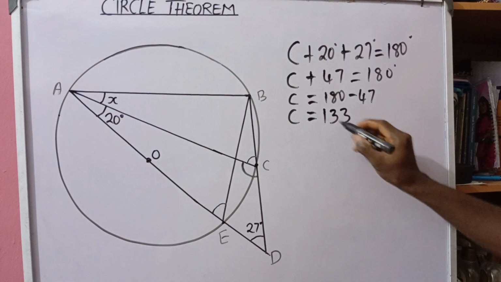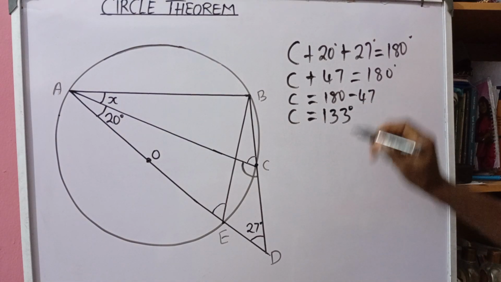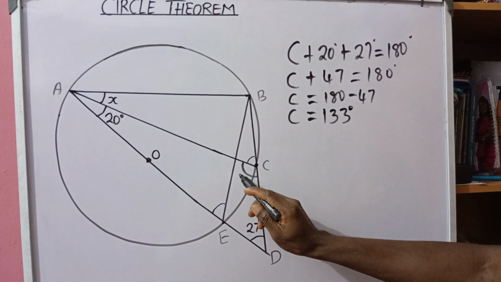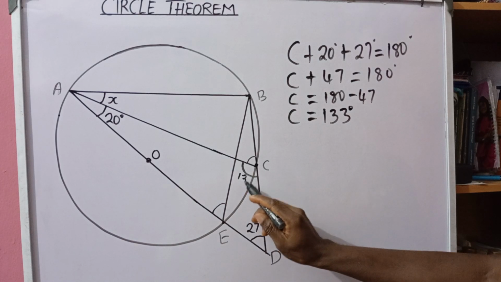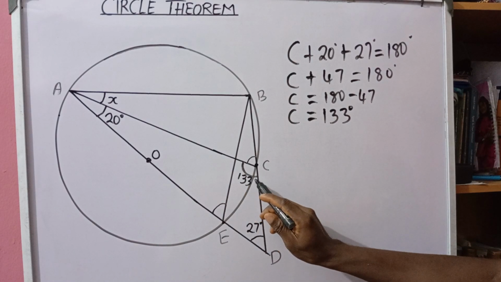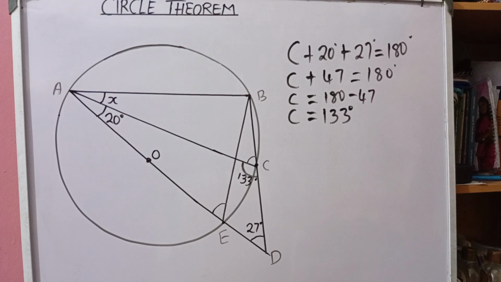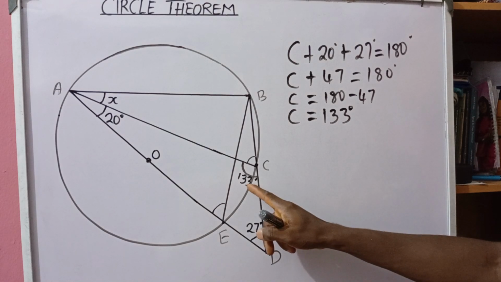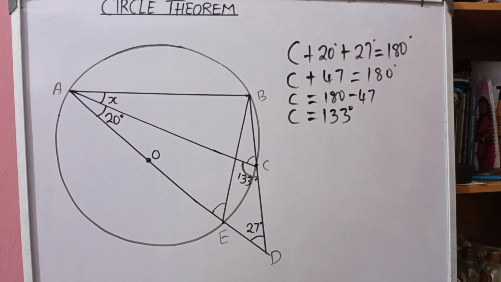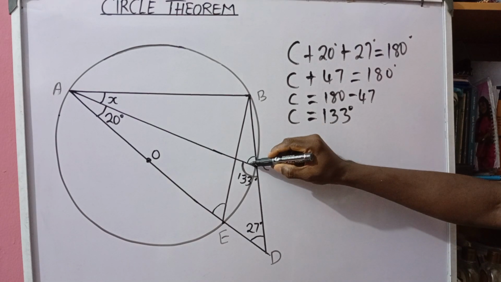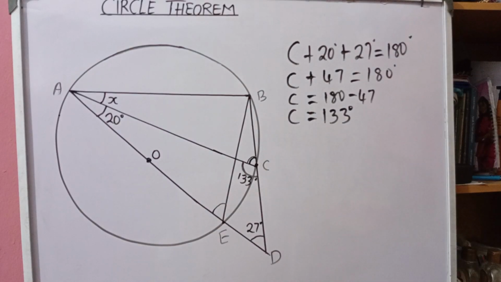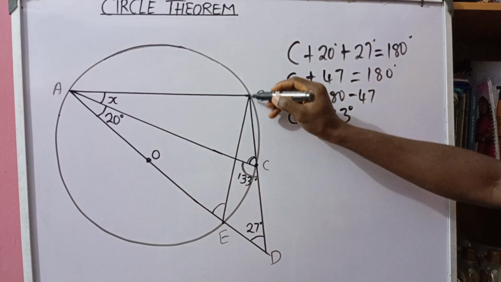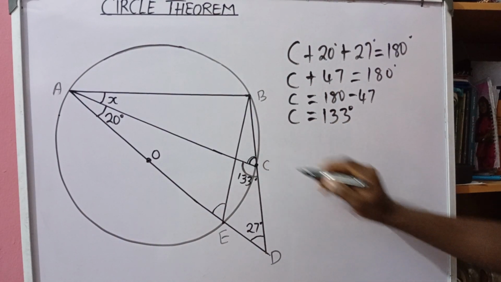So what we have as the value of angle C here will give us 133 degrees. That is the value of the angle that we have here. Now, having found the value of this particular angle, which other one can we possibly find next? I believe we can find this particular angle here, by considering angles on a straight line.